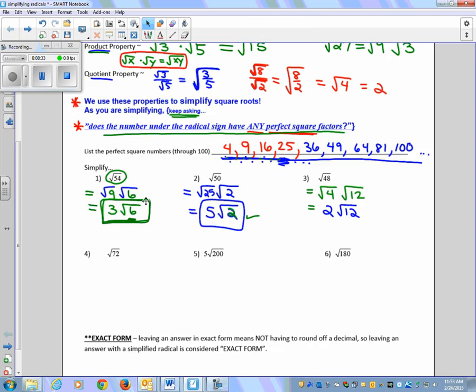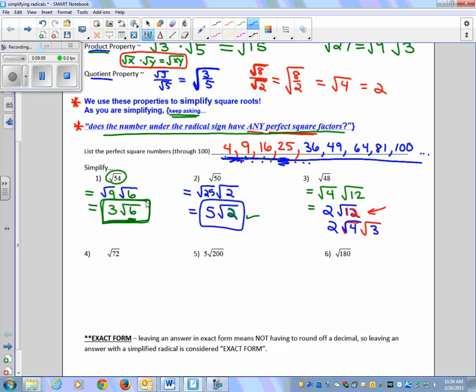But remember, I have to ask myself, are there any perfect square factors that go into the number under the radical sign? Looks like I do have some. 4 goes into 12 as well. So now I have to break down 12 further. I'm going to keep this 2 that I already simplified. I'm going to keep it as a 2. And then I'm going to rewrite the square root of 12 as the square root of 4 and the square root of 3, 4 being the perfect square from this list that goes into 12.